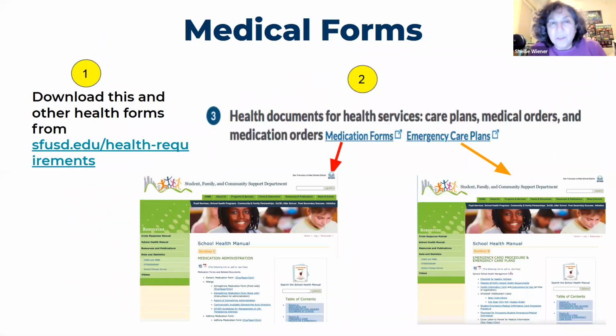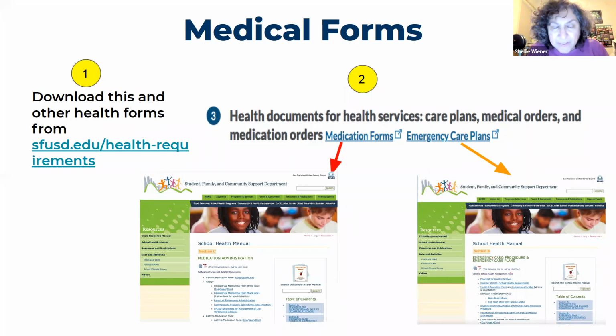We also have forms which you may have already filled out, but you might not have, and they're found on these two captioned district websites. By clicking on that medication form or that emergency care plan, you can pick the forms that you need.